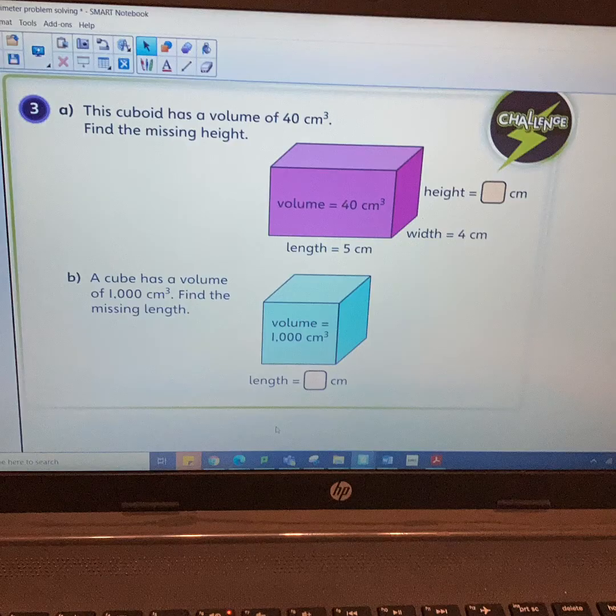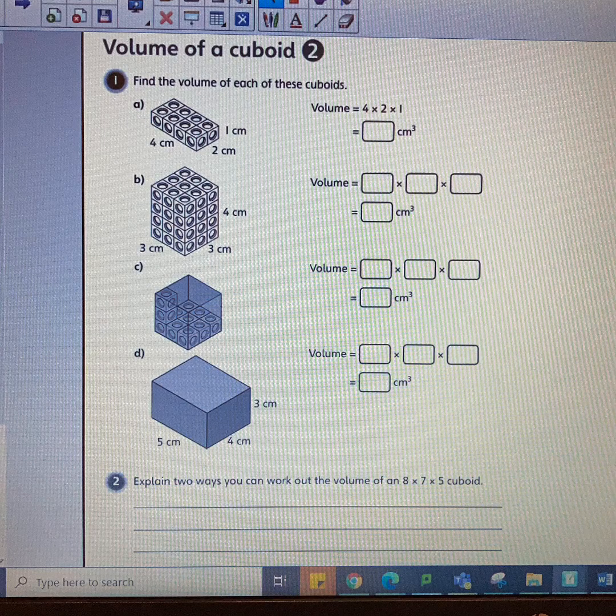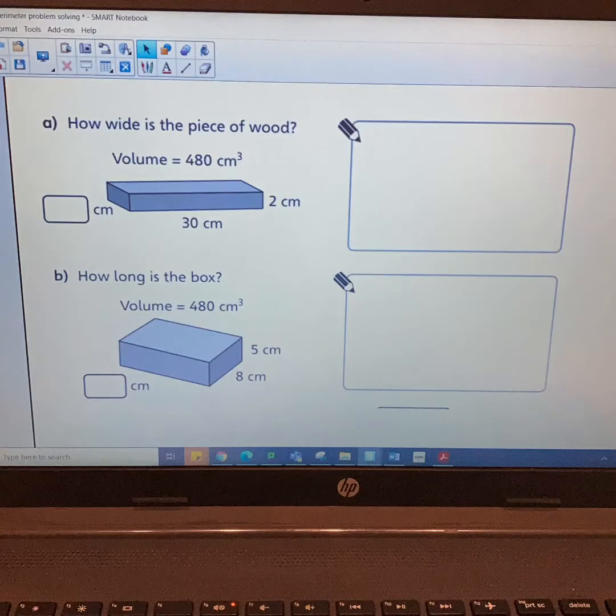Well done. Right then, it is an independent activity. So we are going to have a go at 3 different questions. Here are the first 2. Pause the video, have a go. And here is question 3. Pause the video, have a go, and then I'll go through the answers in a moment.